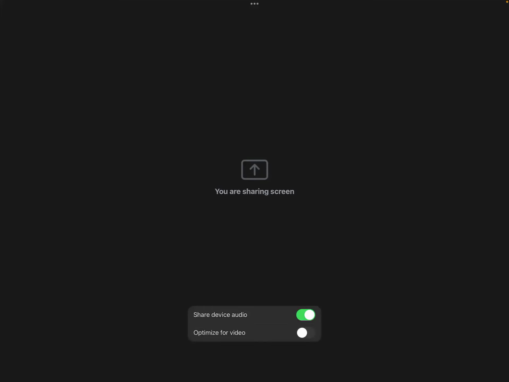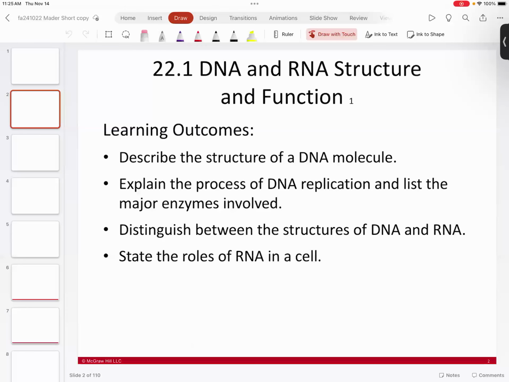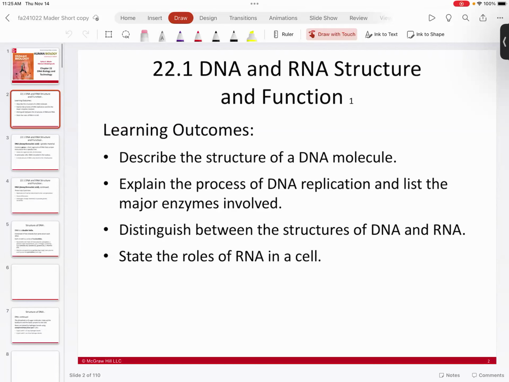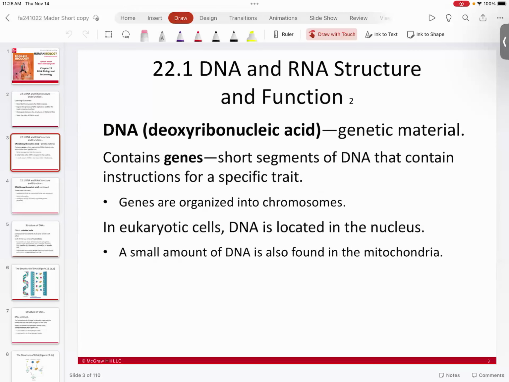Okay, this is chapter 22. We're going to be taking a look at DNA and biotechnology. So, first of all, we've got to talk about DNA. DNA basically is deoxyribonucleic acid, and this is our genetic material.